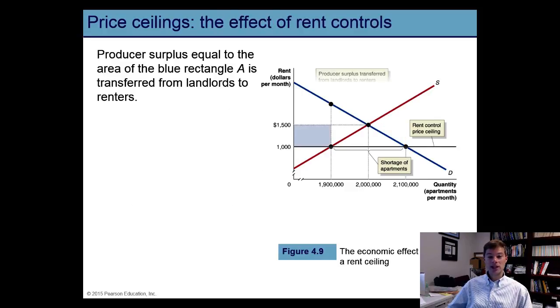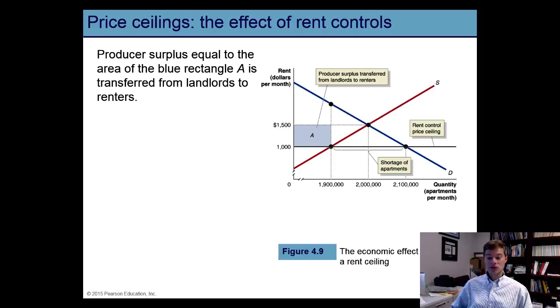We can also examine the effects of the rent control on economic surplus. Before the rent control, the equilibrium rent was $1,500, and consumers had surplus that was equal to the area under the demand curve and above the price level. And producers had surplus that was equal to the area above the supply curve and under the price level. So I've outlined consumer surplus and producer surplus before the rent control.